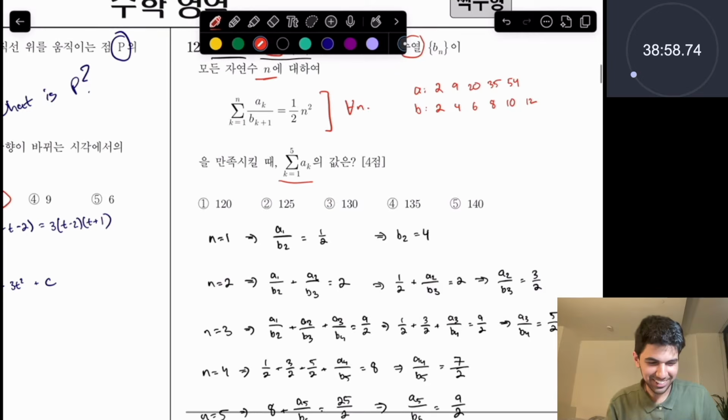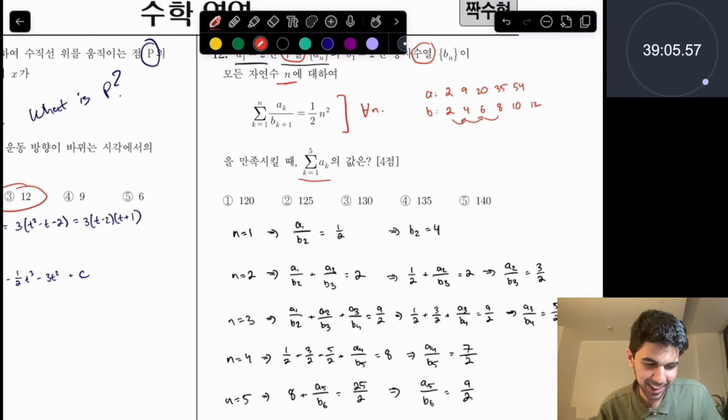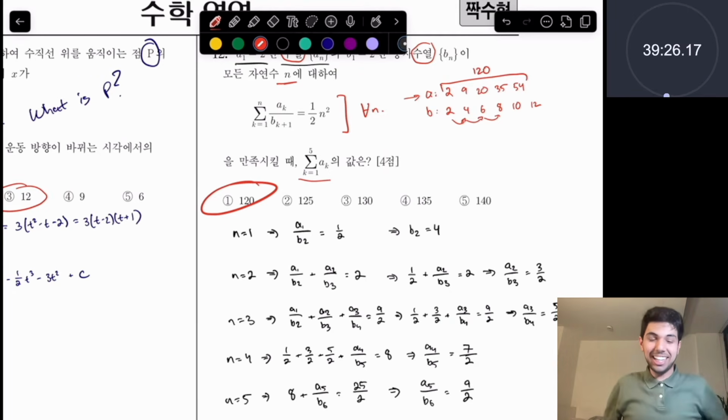Okay, here is my realization. If we let b be an arithmetic series where it goes 2, 4, 6, 8, 10, 12, and then you solve for the values of a, you get something that's not an arithmetic series or geometric series. I don't know what it is, but if you take the sum of the first 5 terms, you get 120, and that's one of the answer choices. I don't know what this question is asking. All I know is that I'm sure I got the question correct. I'm freaking out.